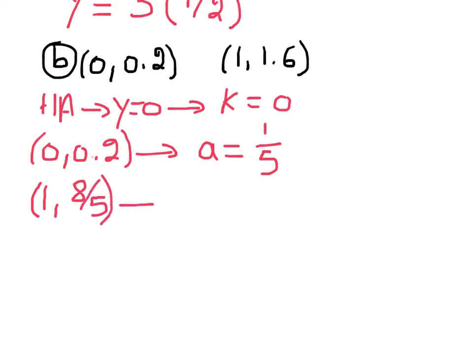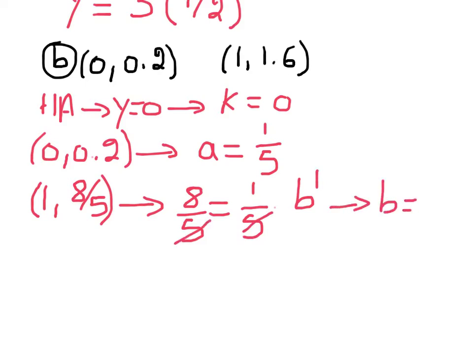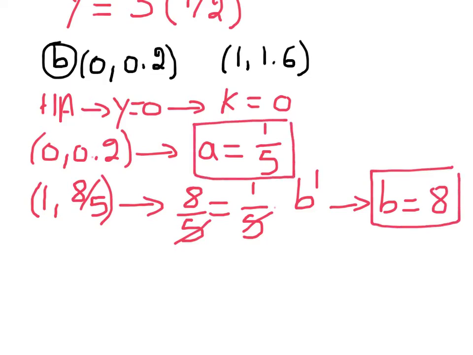We're going to use this point here to solve for b. 8/5 for y equals a times b to the first power. Simplifying the 5, you will get b equals 8. Now that you have b and you have a, put it together and come up with the function. The function is y equals 1/5 times 8 to the x.